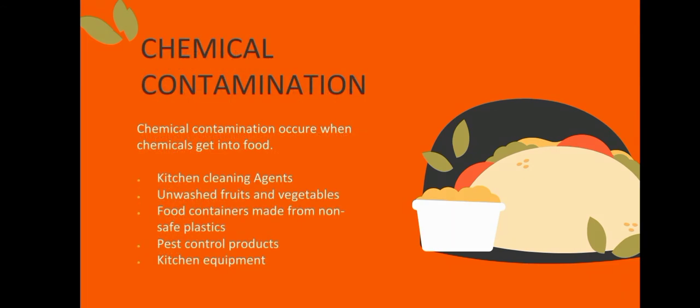Chemical contamination occurs when chemicals get into food. Common sources of chemical contamination in a commercial kitchen include kitchen cleaning agents like dishwashing liquids, and unwashed fruits and vegetables, because sometimes farmers use chemicals to keep away the pests, and this might include pesticides or insecticides. Also food containers made from non-safe plastics, pest control products, and kitchen equipment.